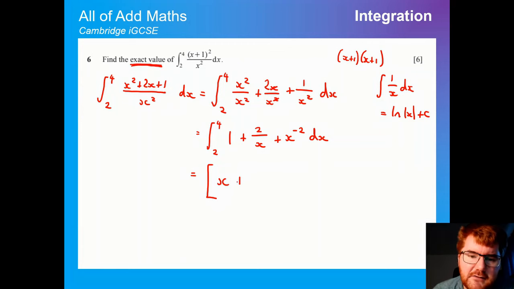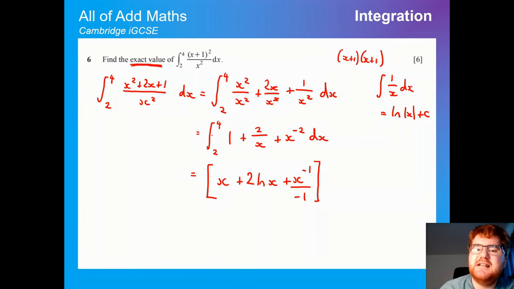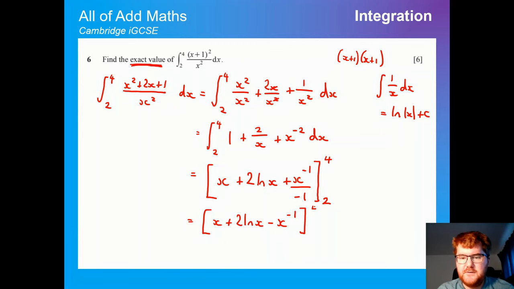2 over x integrates to 2 ln x. And now we use our standard integration rules for this. The way that we integrate this is we add 1 to the index, so we get x to the power of minus 1, and then divide by the new index, which is minus 1. Now remember, there's no plus c here because this is a definite integral, because we're going to be working between 4 and 2. I'm just going to tidy this up very quickly. So I'm going to write down x plus 2 natural log of x, and here we can write this as minus x to the power of minus 1, like so, between 4 and 2.